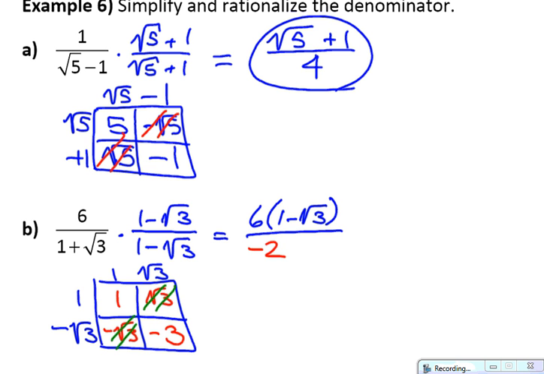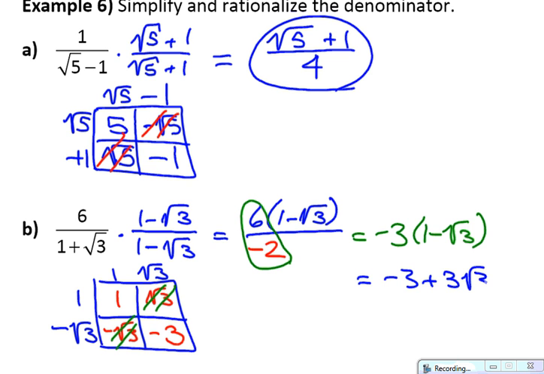Now, we won't get to fractions until the next unit, but I still want to teach this right. What I want to do here is I need to reduce, and I need that 6 out front in order to do it. So I'm going to reduce that 6 and the negative 2. So 6 divided by negative 2 is negative 3, and then 1 minus radical 3. Now I'm going to distribute it, and I'm going to come up with negative 3 plus 3 radical 3 for my final answer for that.